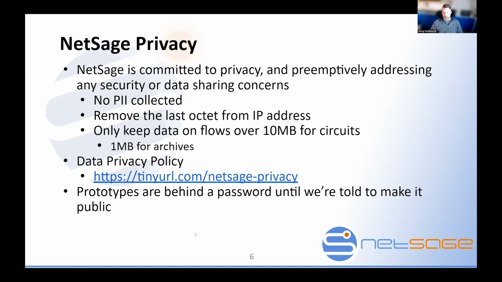So data privacy, of course, is of concern to all of us. So NetSage only keeps data on flows over 10 megabytes for any kind of circuit, or 1 megabyte for an archive. So that eliminates your DNS traffic and emails and other small things that we're not interested in. We're really looking at the large flows. We don't collect any PII. We remove the last octet from the IP address. So NetSage never, under any circumstance, stores full IP addresses.